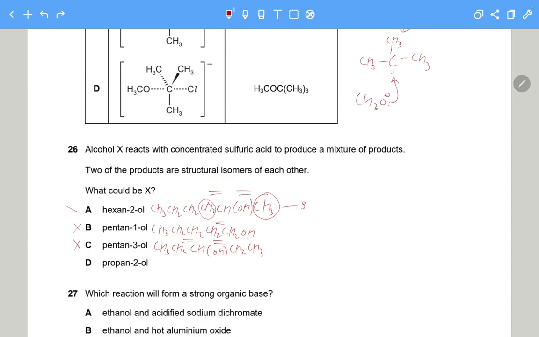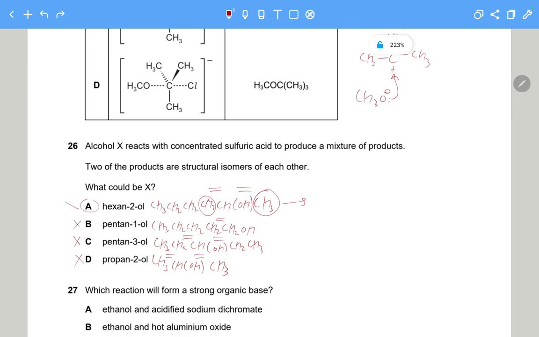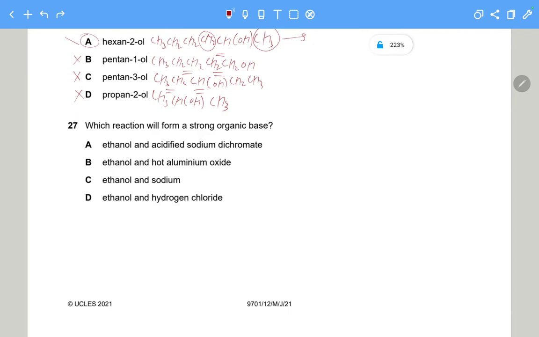And then propan-2-ol, CH3CHOHCH3. Again, you can get a double bond here or you can get a double bond here, but again, it will be the same thing. So this cannot be the answer. Answer is A.